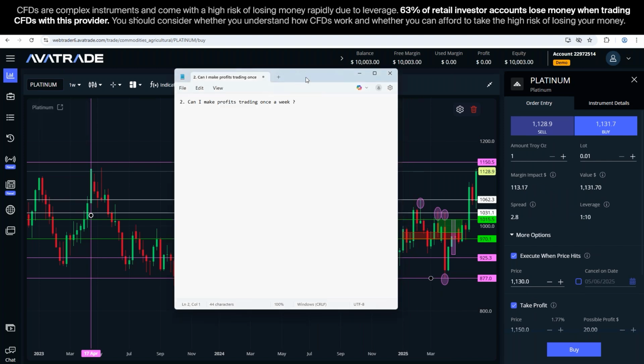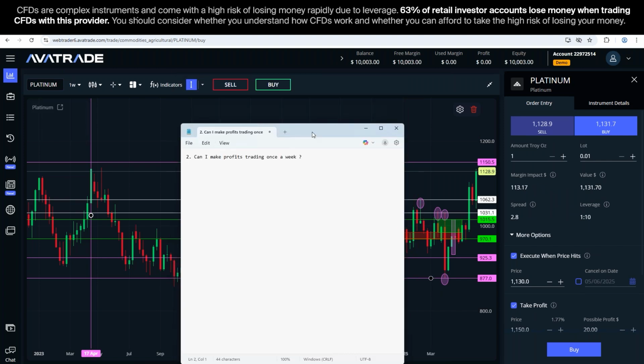This way, demonstrating that, of course, we can make profits trading once a week, even once a month, even once a year. Therefore, profits are not depending on how often we trade, but on the strategy, trading plan, and market fluctuations. Okay.